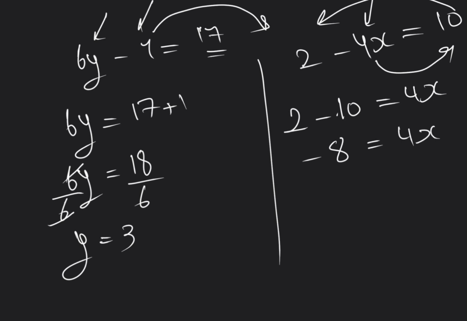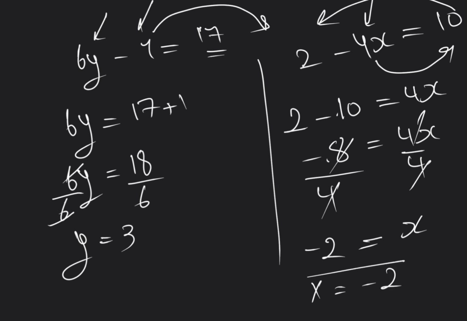So now, how can I find the answer? By dividing by 4, the opposite operation of multiplication. So x equals minus 8 divided by 4, which is 2, and we have the negative sign. So we can write x equals minus 2.